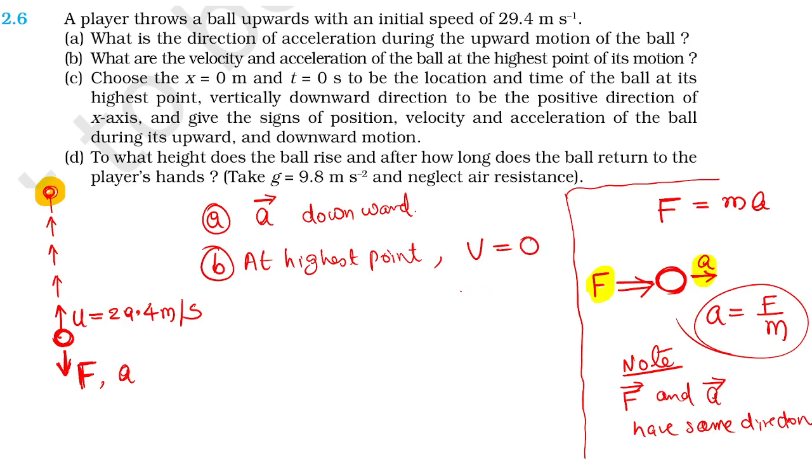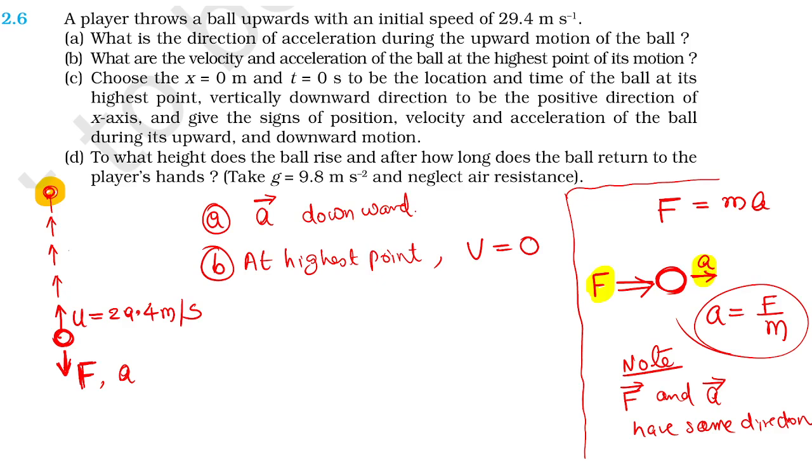Most students write that acceleration is also 0. They give the reason that the body is stationary, so no acceleration. Many students reply like that. It is wrong actually. I told you that the acceleration is the force experienced by the body per unit mass. At the maximum point, the body still experiences a downward force.